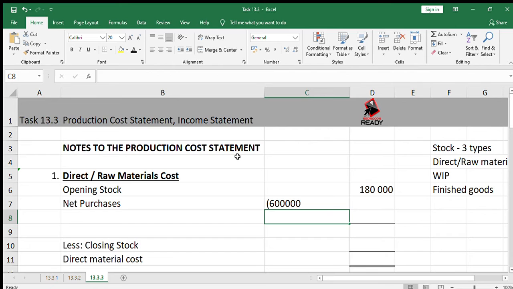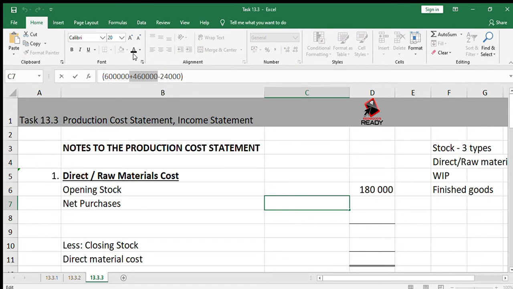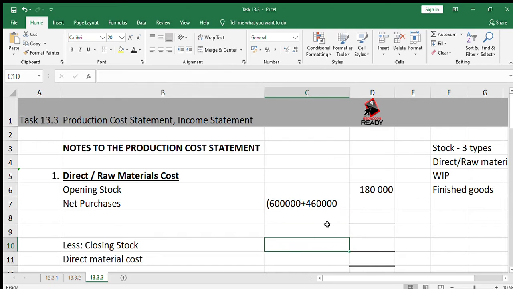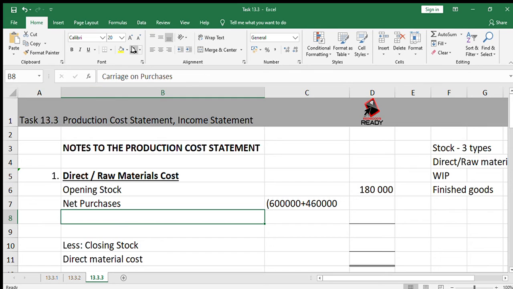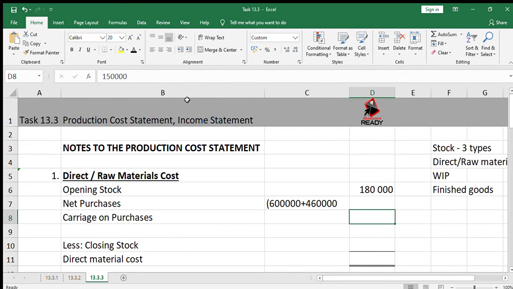Then number 2, raw materials amounting to 460,000 were bought for cash. It's also going to form part of purchases. So we're going to go to the purchases and add on 460,000. Okay, then carriage on raw materials amounted to 150,000 incurred on credit. Now carriage on purchases also comes with the direct or raw materials cost note. We have carriage on purchases. I don't think there are any other adjustments, so we can just put the figure in, 150,000.